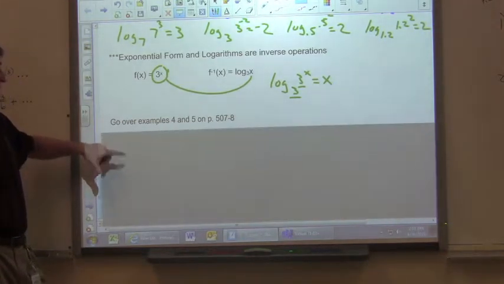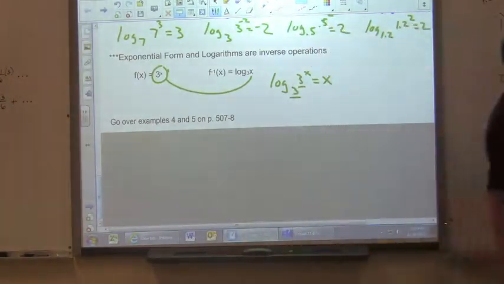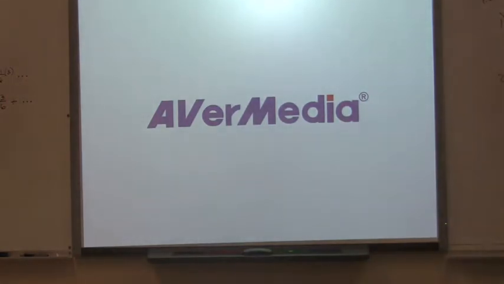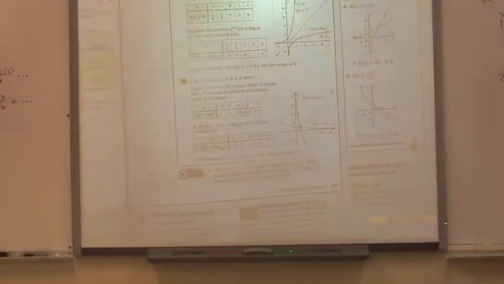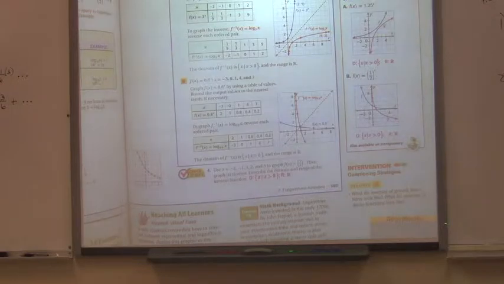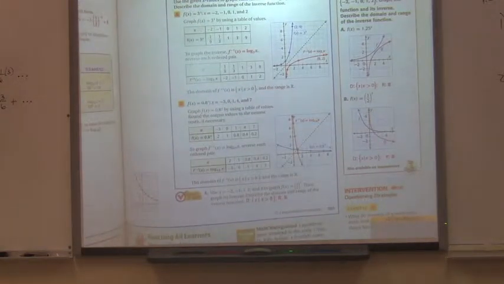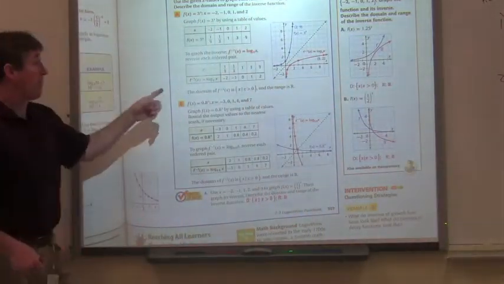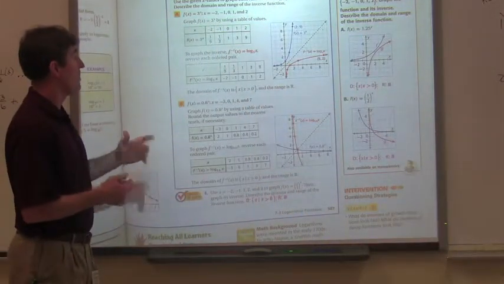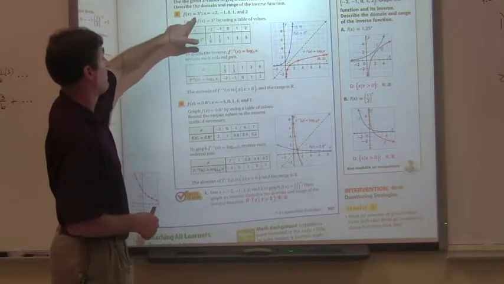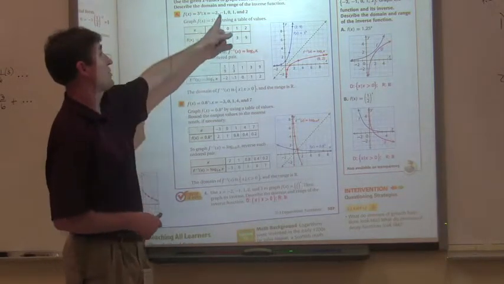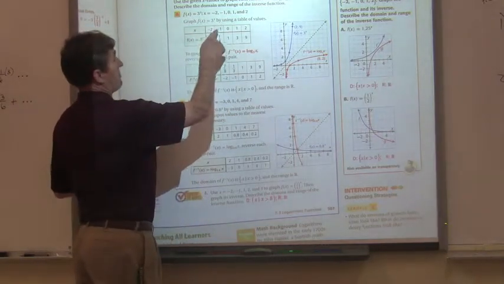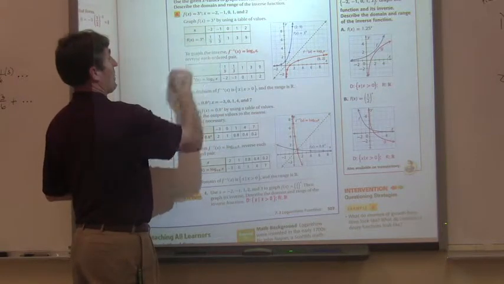Now I want to go over some examples in the book. So we're going to go through, if you look at page 507, example number 4. You're going to have some problems on the assignment like this. It's not very hard. They give you the function. It says f of x equals 3 to the x power, and then they give you some values to plug in. So you plug them in. 3 to the negative second power would be 1/9.